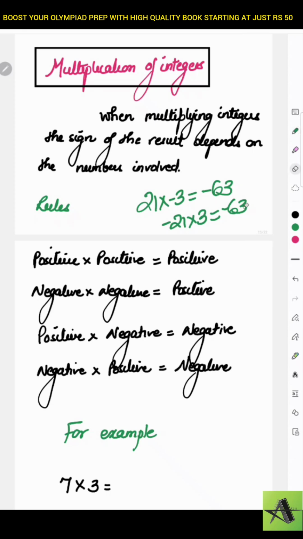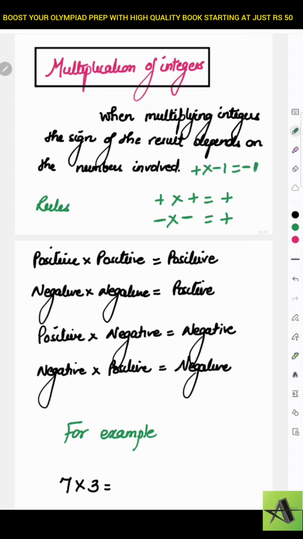Two positive values, if I multiply, that means plus multiplied by plus will give me plus. Negative multiplied by negative will give me plus as well. And if I am multiplying opposite signs, the answer is always negative. So negative times positive or positive times negative will always give me negative as the answer.